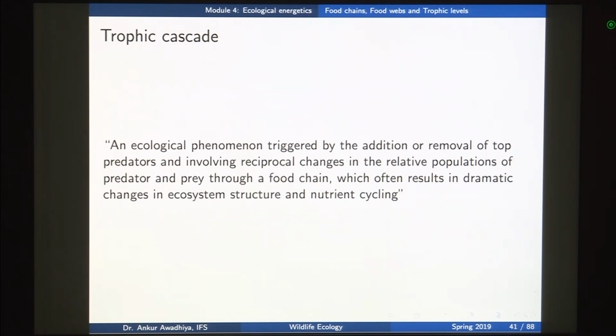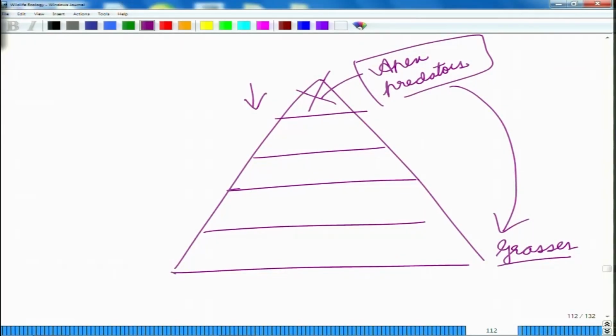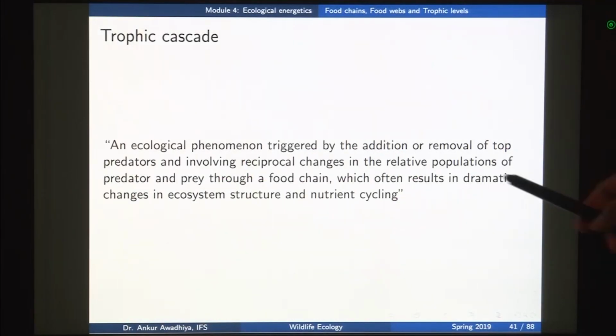Why reciprocal changes? Because when you remove one predator, that leads to an increase in the number of their prey, which leads to a decrease in the number of their prey's food and so on. So, you have a reciprocal relationship. If this portion reduces, this would increase, so this would decrease, so this would increase, and so on. So, you have reciprocal relationships, which often result in dramatic changes in the ecosystem structure and nutrient cycling.